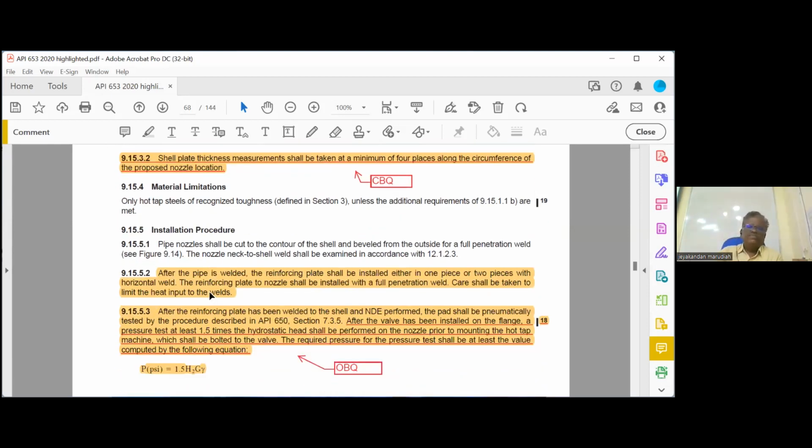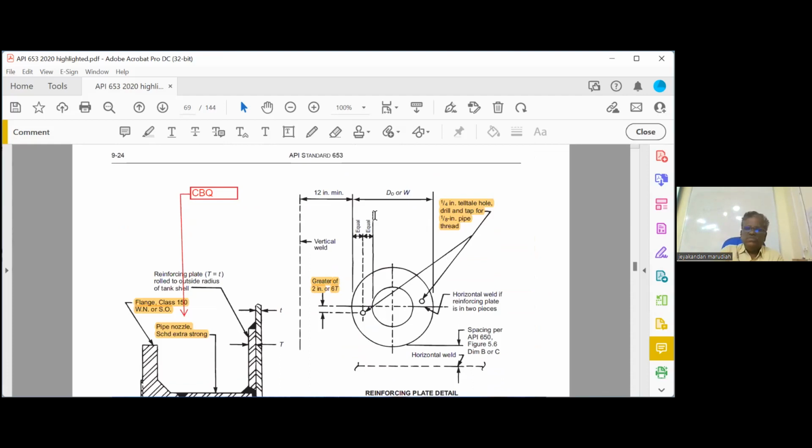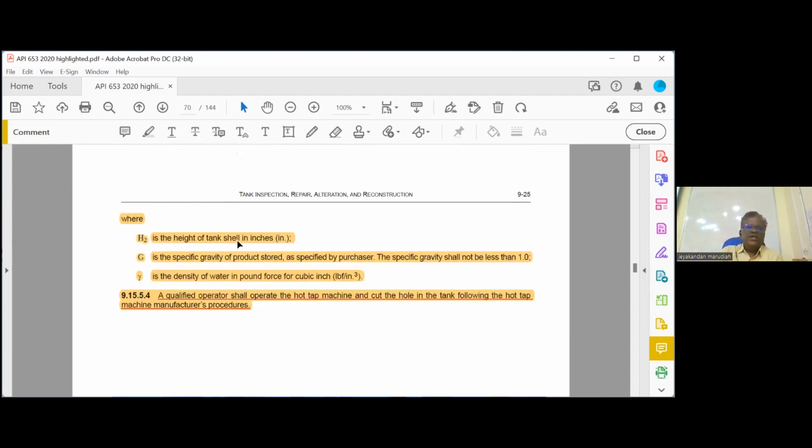Then highlight this one. After the valve has been installed on the flange, a pressure of at least 1.5 times the hydrostatic head shall be applied in the nozzle prior to cutting. So we have to do the hydro test based on this formula: 1.5 H2 GY. So what are H, G and Y? It is given here. H is the height of the tank shell in feet, which we have to take in inches. G is the specific gravity and Y is the density of the water. Finally, a qualified operator shall operate the hot tap machine and cut the hole in the tank.